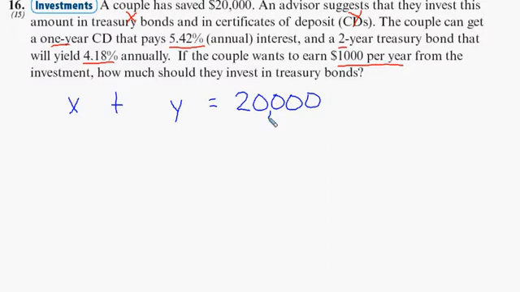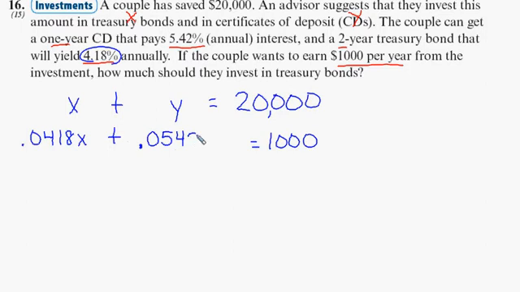All right. The next equation I like to think of as the value equation. We know we want to end up with $1,000. So if we want to end up with $1,000, each of these variables is going to have a percent associated with it. Looks like the treasury bond, which is our X value, is going to have a 0.0418. So we have 0.0418X plus, and then for the Y value, we have 0.0542Y.